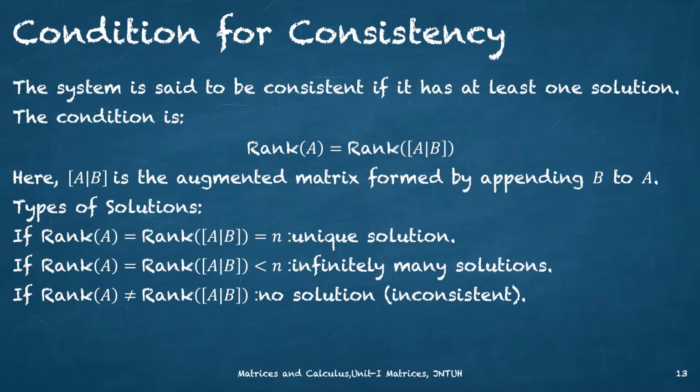First, if the rank of A is equal to the rank of A bar B, and both are equal to n, where n is the number of unknowns, then the system has a unique solution. Second, if the rank of A is equal to the rank of A bar B, but both are less than n, then the system has infinitely many solutions. Finally, if the rank of A is not equal to the rank of A bar B, then the system has no solution, it is inconsistent.